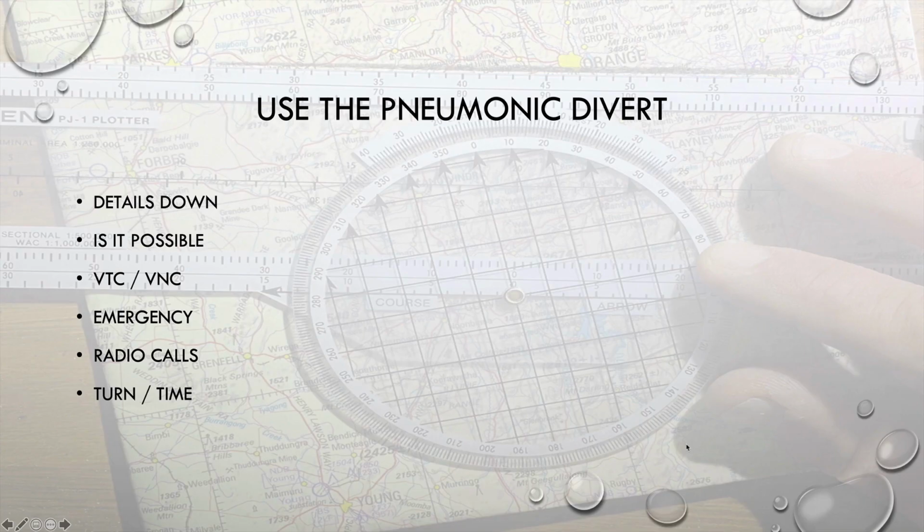All right, the thing I like to use is a mnemonic, DIVERT. Works nicely with a diversion. It stands for: Details down. Is it possible? VTC, VNC. Emergency. Radio calls and turn time. And they're really, if you think about it, the main things that you need to worry about when you're doing a diversion. So let's break it down and look at each one of those specifically.